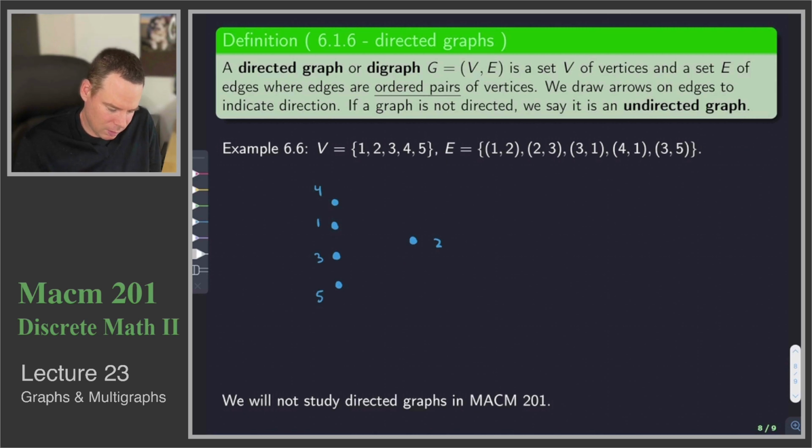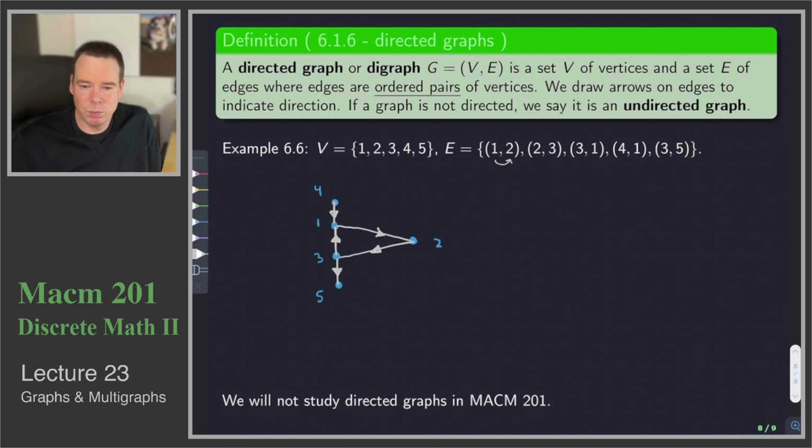So we've got 1, 2. What that means is that starting at vertex 1, we draw an edge connecting it to vertex 2 in that direction. So we've got an arrow attached to the edge now. And then we've got 2 to 3. And then we've got 3 to 1. 4 to 1. And 3 to 5. And so there's our diagram representing that directed graph.